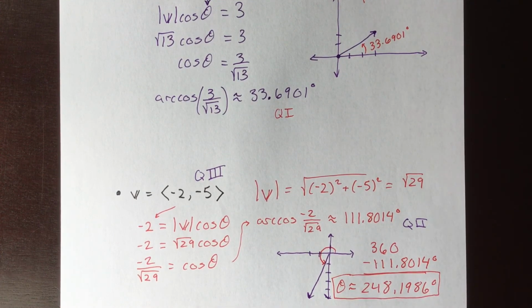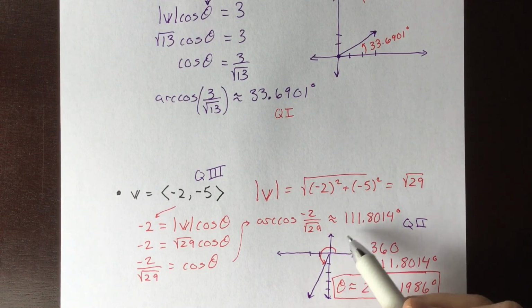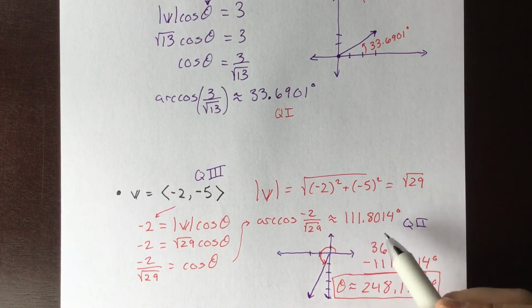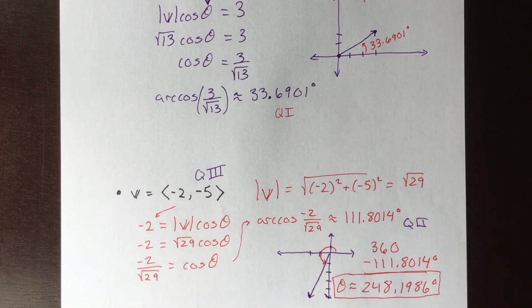Okay, and if my vector was in quadrant 4, chances are the angle that we would get would be in quadrant 1, so you again just take 360 and subtract what you have. So in this lesson we talked about what is a unit vector and how do you find it. We talked about what is a direction angle and how do you find it.